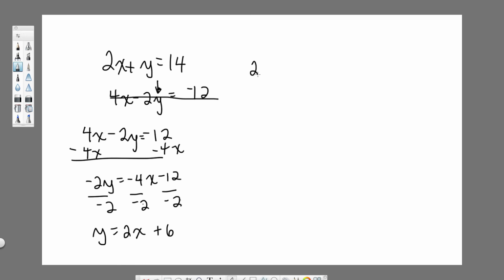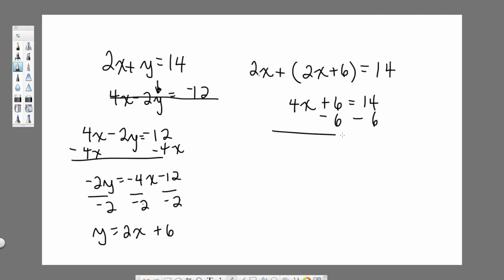So here we go. 2x plus y. Well, y is 2x plus 6 equals 14. Add the like terms. 2x plus 2x is 4x plus 6 equals 14. Subtract 6 from both sides because the inverse of adding 6 is subtracting 6. So 4x equals 8. Divide by 4 and I get x equals 2.